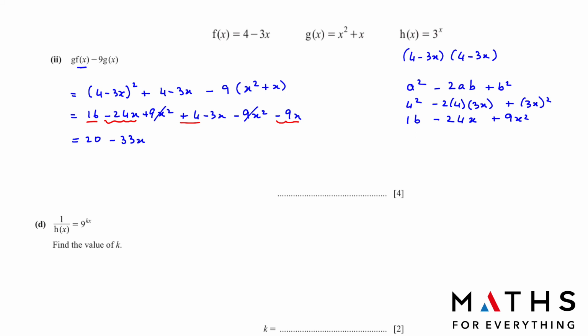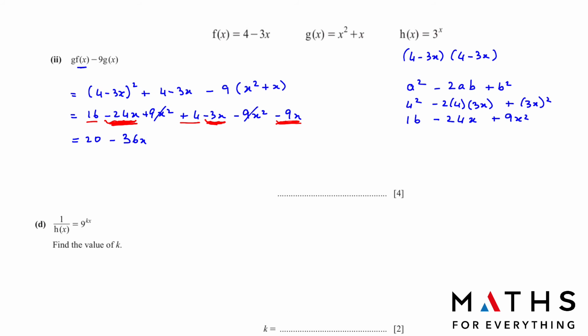Oh, just a minute. I forgot to add this negative 3x. So that will give us negative 36x. How do we get 36? Negative 24, negative 3, and negative 9. That will give us negative 36.